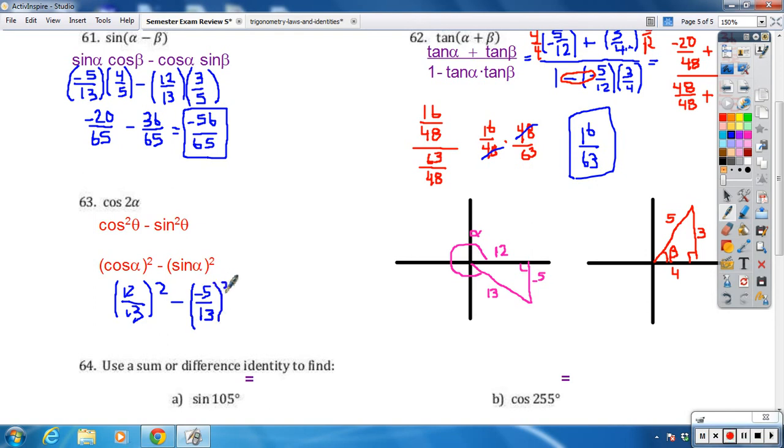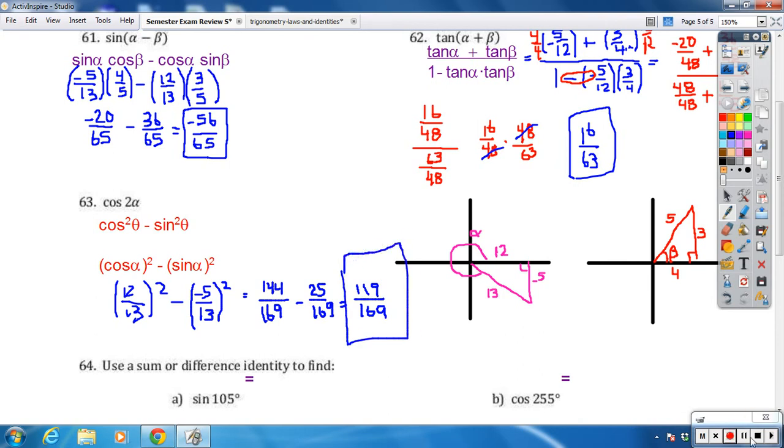Okay, those are both going to be squared, so let me go ahead and square it. Remember, whenever you square a negative number, it becomes positive. So I get 144 over 169 minus 25 over 169. Since they have a common denominator already, I can just go ahead and subtract my numerators, which is going to give me 119 over 169. Neither one of those has any common factors, so that is the simplest, and that will be my final answer. I cannot simplify it any further.